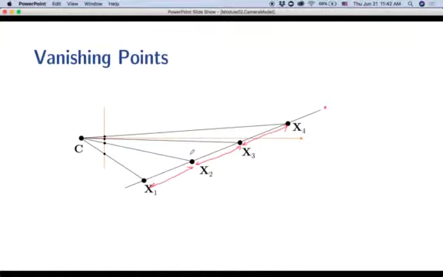So we want to be able to compute that. My claim is, let's see if everyone agrees with that, that if I draw a ray D from the camera center, which is parallel to this line, then the point where that ray intersects the imaging plane is the vanishing point.